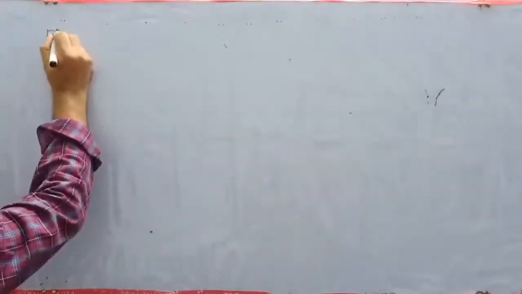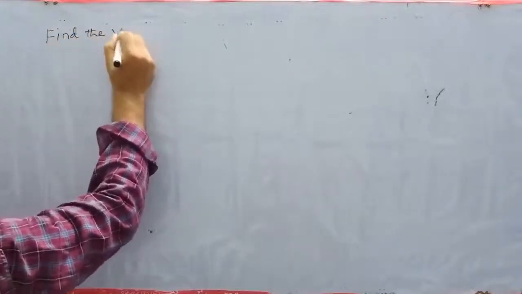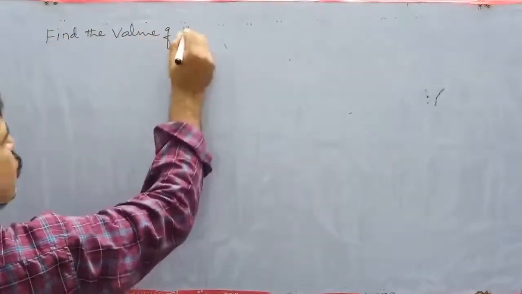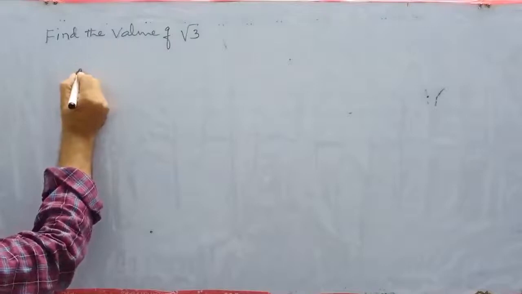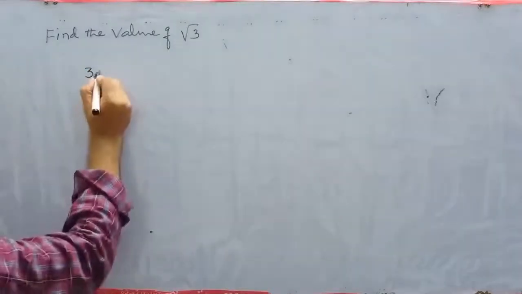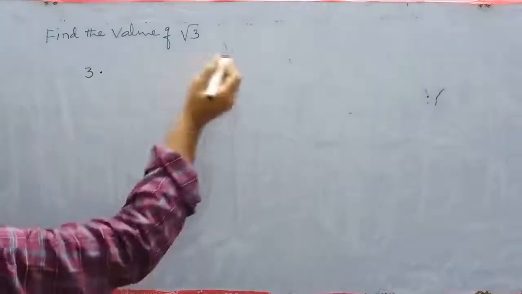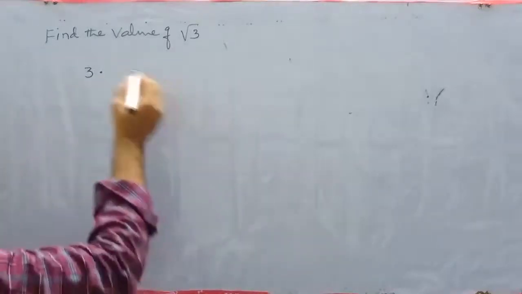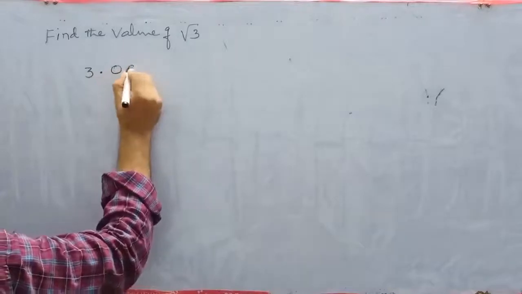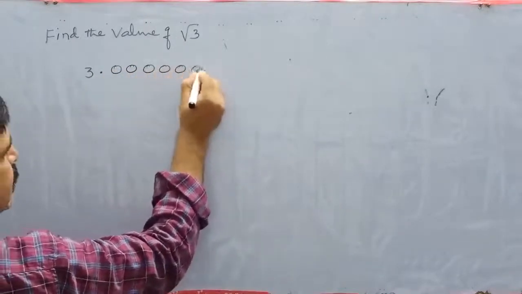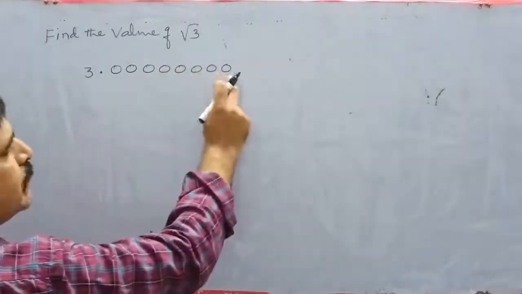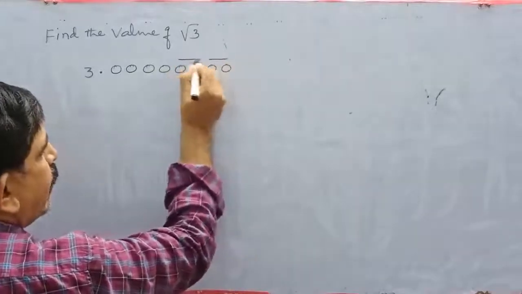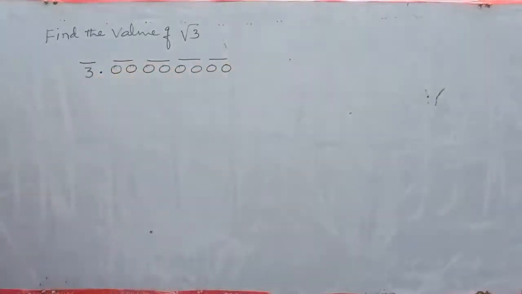Okay children, next question, find the value of root 3, okay, using long division method. Now first you take 3, after that you take the point, after that you take some decimals, those decimals we don't know, let us suppose you take the zeros. Okay, so even number of zeros you have to take. For each 2 digits you make a bar.